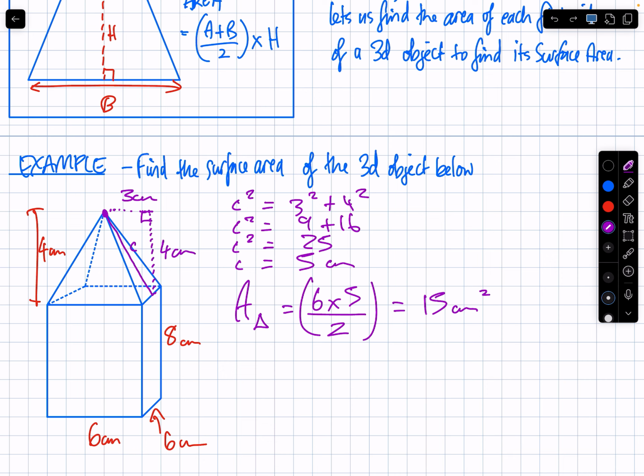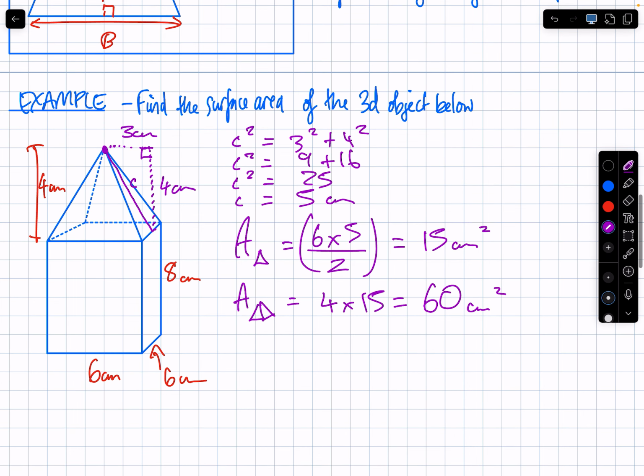So what would I have to do to find the area of the pyramid at the top now? Because I only have one triangle. Any thoughts? What would the area of the triangles around the pyramid? Yeah, but how many of them are there? 4. So area of, let's draw a little pyramid here, is going to be 4 times 15 is going to be 60 square centimeters.